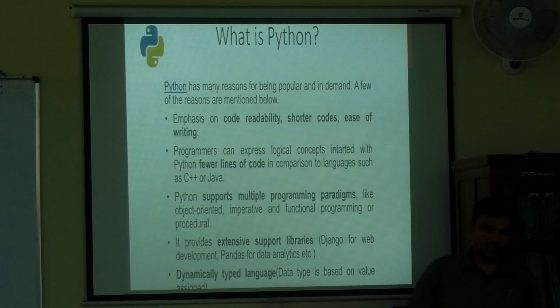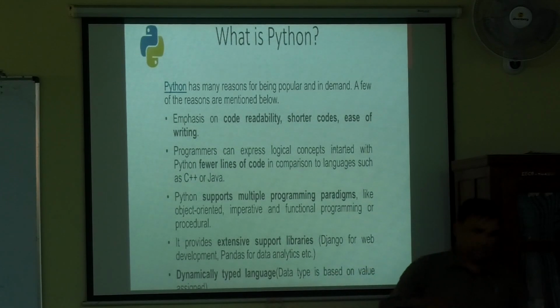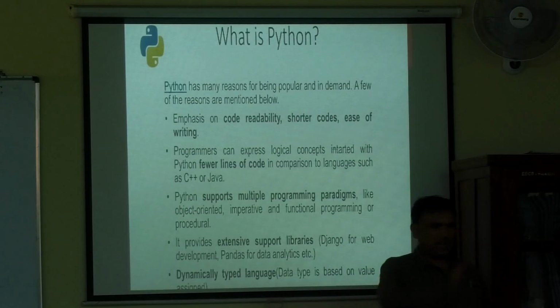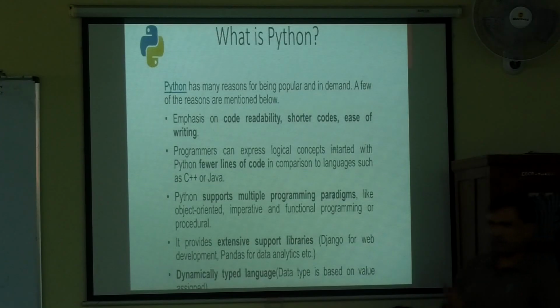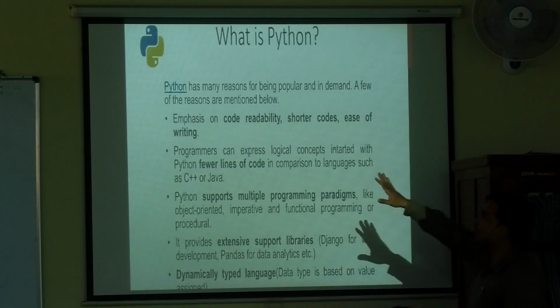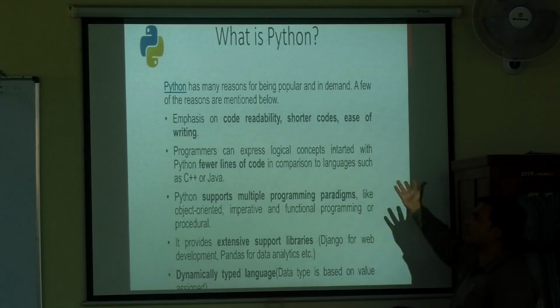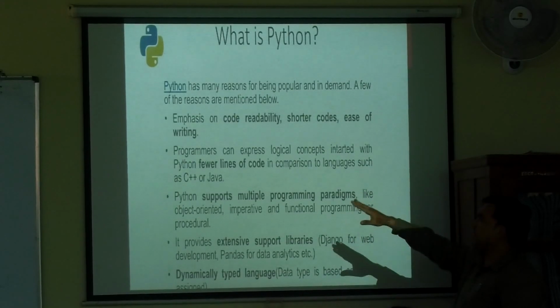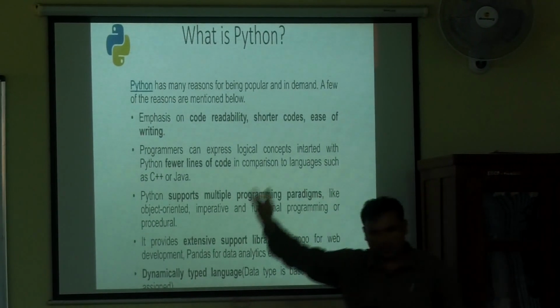So a single statement. C works at the compiler level, but Python supports an interpreter. Line by line, statement by statement, we can run the code. I think you are all aware of that. So here it's code readability, shorter code, easy writing, so a programmer can express logical concepts. In Python, fewer lines of code are needed as compared to other languages like C++, Java.